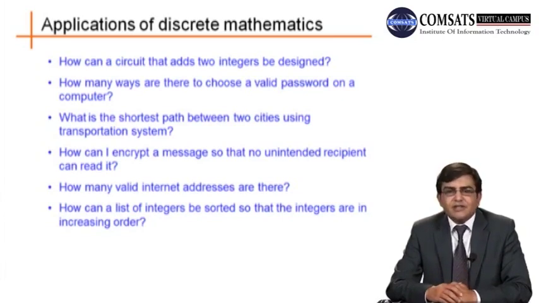In each subject or each field of computer science, discrete mathematics is of vital importance. For example, in networks we use a lot of graph theory, which we will study in discrete mathematics, and to check the validity and correctness of algorithms we will also study in discrete mathematics. There are many more applications of discrete mathematics in computer science.